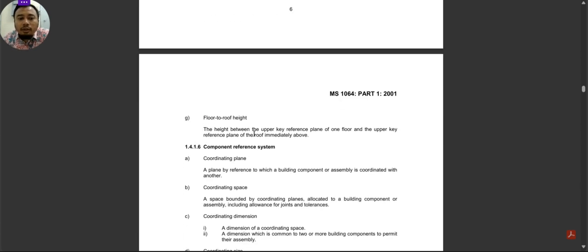And floor to roof is the height between the upper key reference plane of one floor and the upper key reference plane of the roof immediately above. So this is between the upper key, for example the finished first floor level, and the upper key of the roof, like a finished roof level.